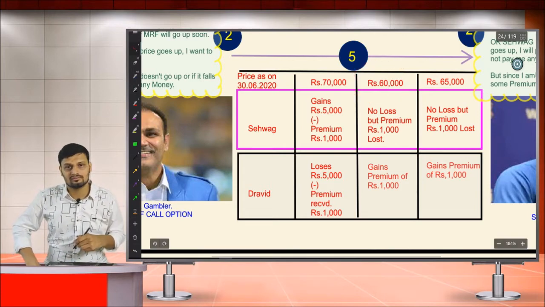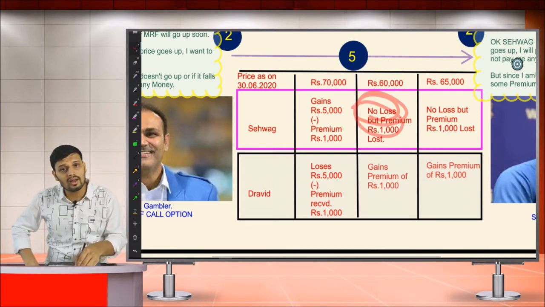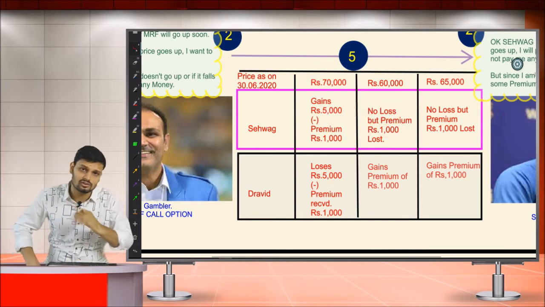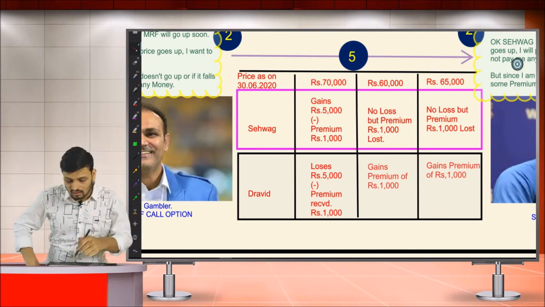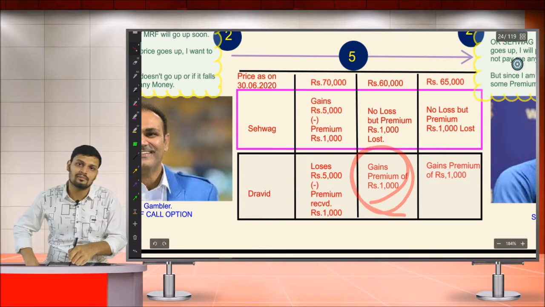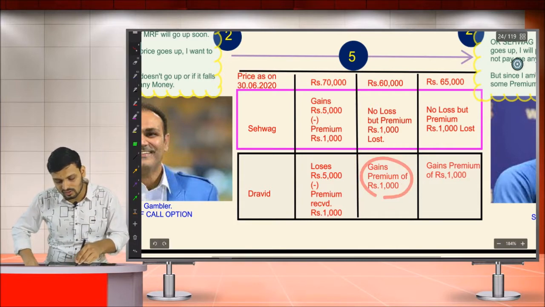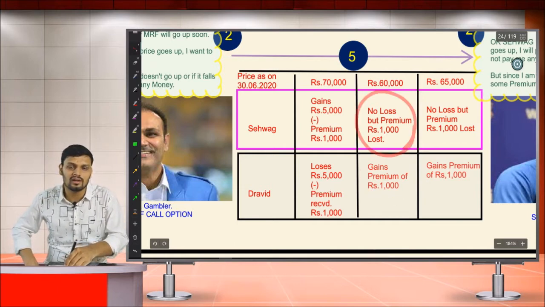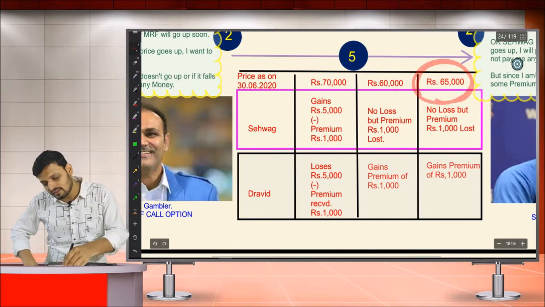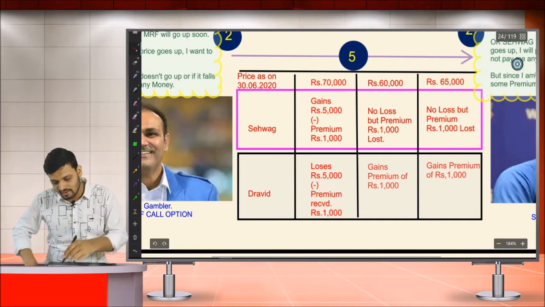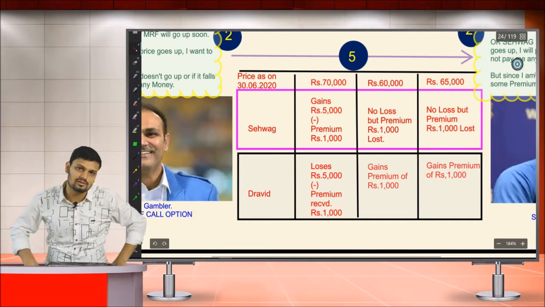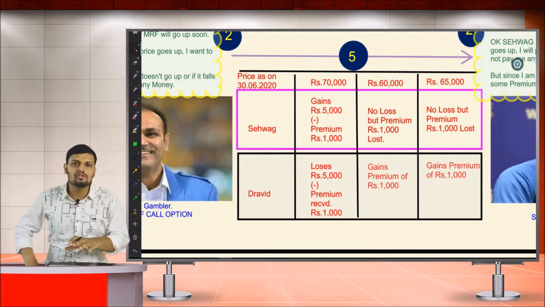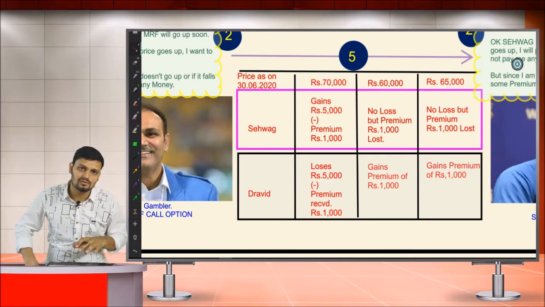If the price is 60,000, there is no loss for Sehwag, right? But the premium paid of 1,000 rupees is lost. Dravid gains 1,000 rupees of premium. So the maximum gain for Dravid is 1,000. The maximum loss for Sehwag is 1,000. If the price remains 65,000 itself, then there is no loss, but the premium of 1,000 rupees is lost, and in the same way the premium of 1,000 rupees is gained. Done. So this is all about the story of the call option.